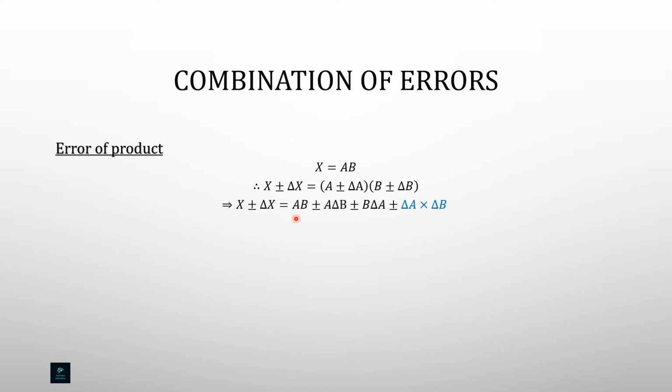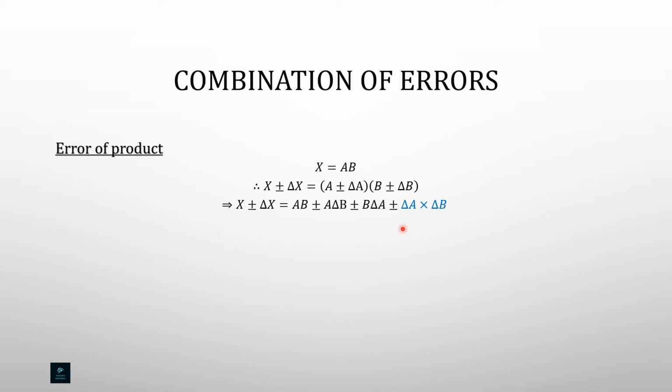Now suppose that a physical quantity is expressed as a product of two physical quantities. That means x is equal to AB. Therefore, the errors can be introduced and we get this equation: x plus minus delta x is equal to A plus minus delta A times B plus minus delta B. We can expand it and get x plus minus delta x is equal to AB plus minus A times delta B plus minus B times delta A plus minus delta A times delta B.